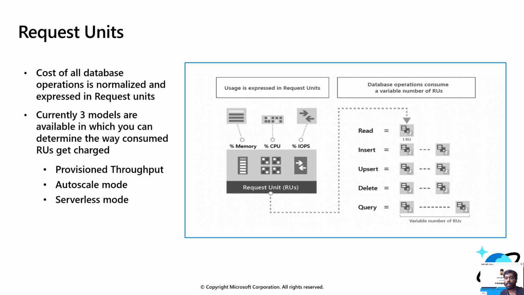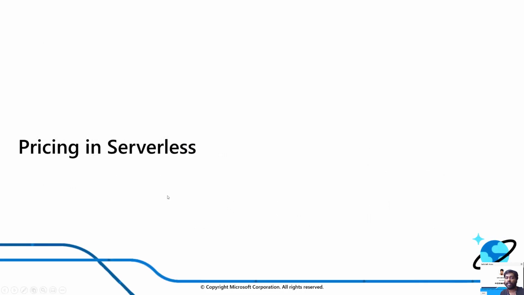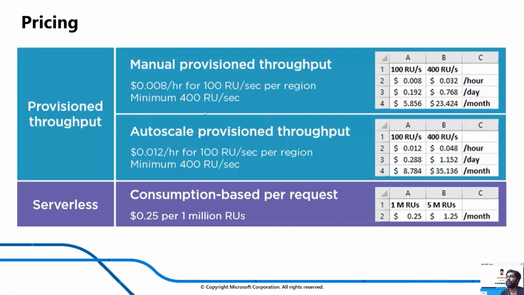Cosmos DB ensures how much workload your database can handle with the help of request units provision. And you can do this in three modes. You can either do that in the manual mode, or in the autoscale mode, or in the serverless mode. So let's see how the pricing looks like in different modes. In this table you could see the pricings of different modes that we have seen earlier.